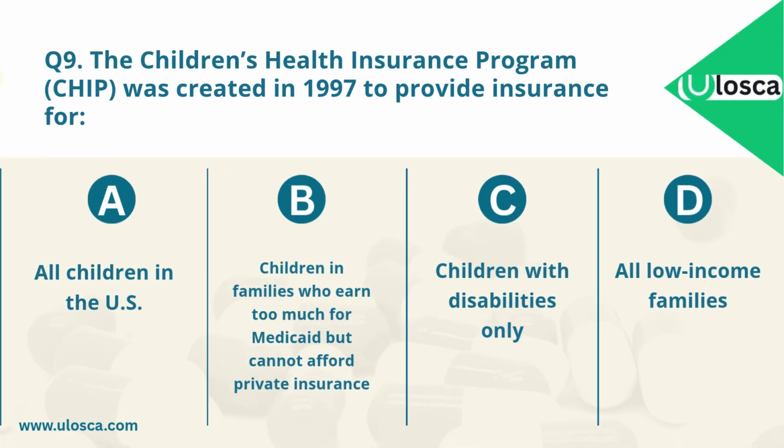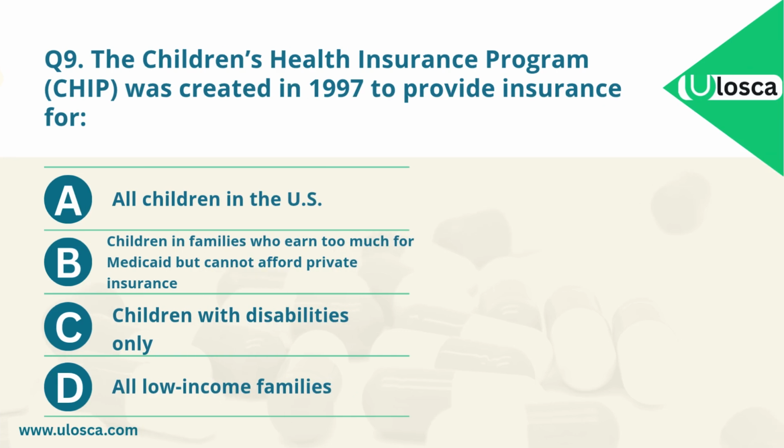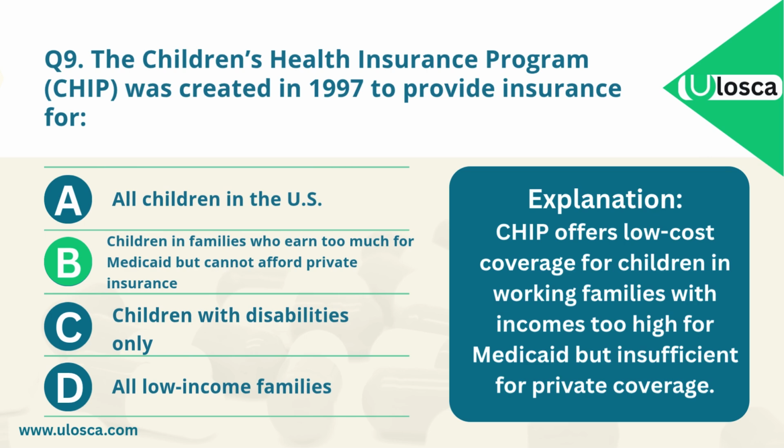Question 9. The Children's Health Insurance Program was created in 1997 to provide insurance for A. All children in the U.S. B. Children and families who earn too much for Medicaid but cannot afford private insurance. C. Children with disabilities only. D. All low-income families. Which one is the correct answer? The correct answer is B. Children and families who earn too much for Medicaid but cannot afford private insurance.